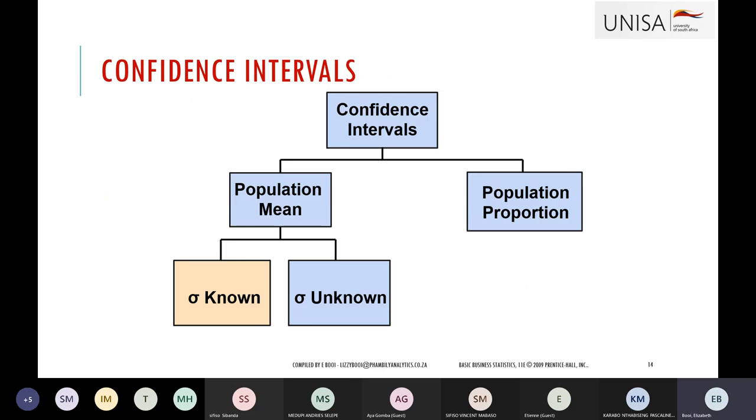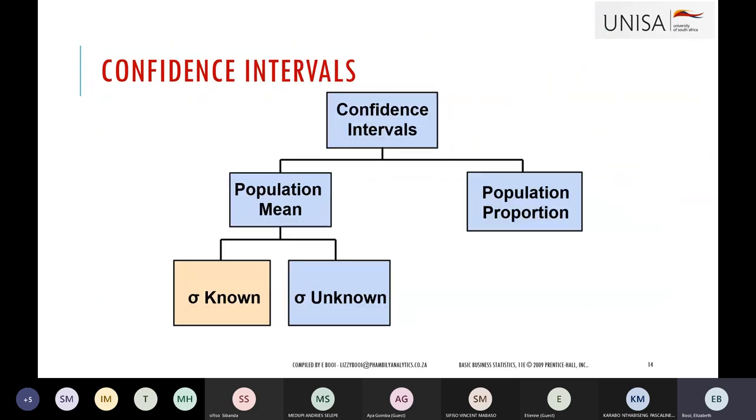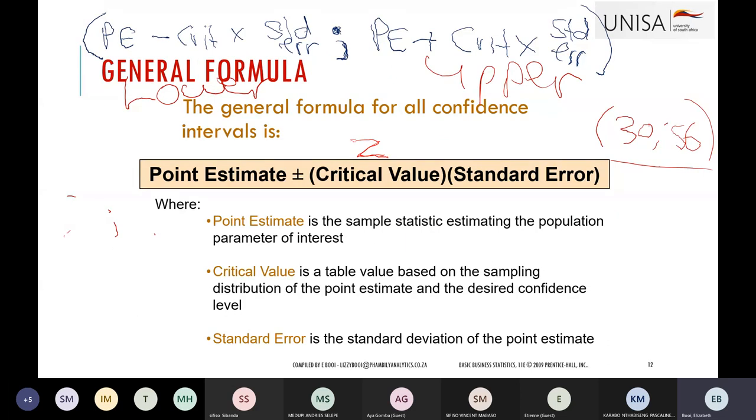Now, at a high level, let's go back. We're doing confidence intervals, and for today, we're only doing confidence intervals for the population. That means the confidence level and the general formula we apply when the population mean is known, when the population standard deviation is known, when the population standard deviation is unknown, and when we need to do a confidence interval for the proportion. For today, we're only going to concentrate on this part.